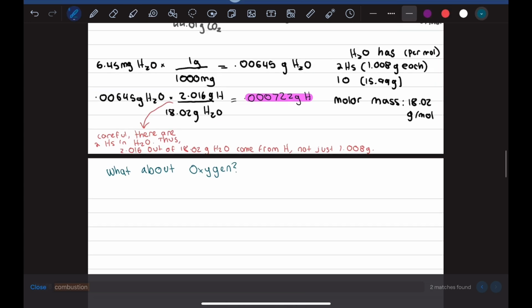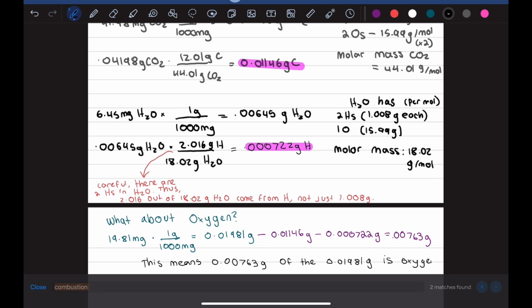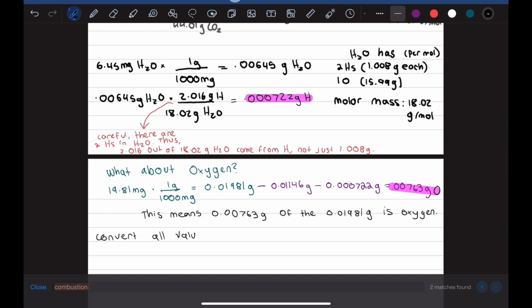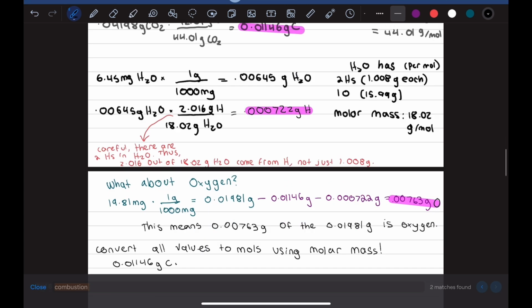Since we were given its weight, we can also figure out how many grams had to have come from oxygen. In other words, whatever leftover mass we have must have come from oxygen, because there's no other element in the molecule. You can find this by simply subtracting from the original weight we were given. This means that we have 0.00763 grams of oxygen. Now, the next step is to convert all the values to moles using molar mass.